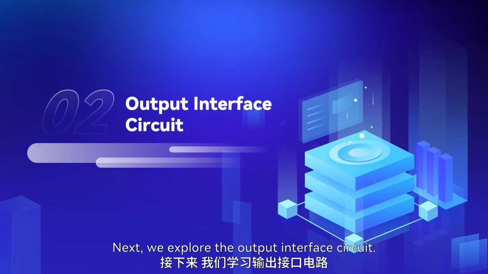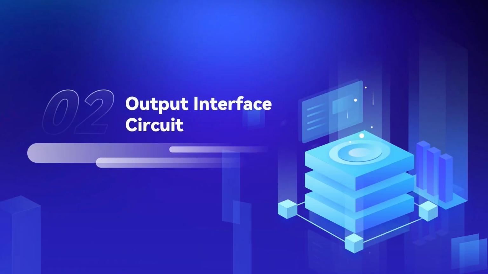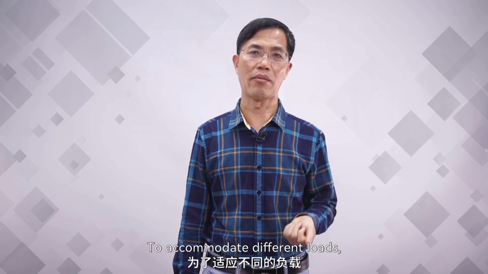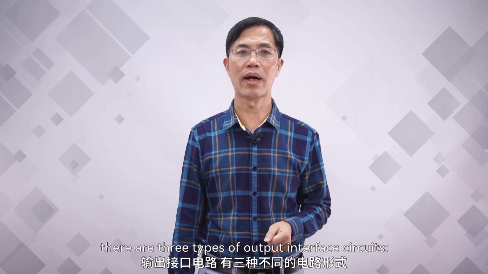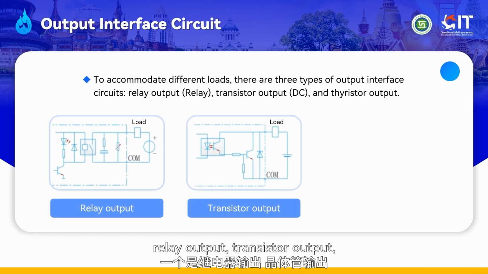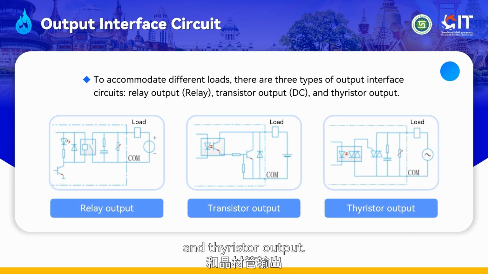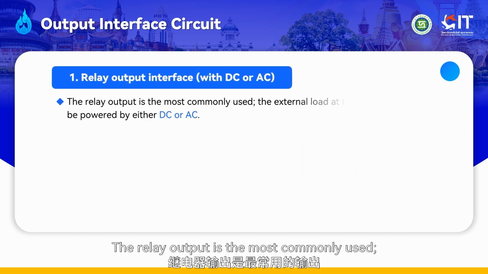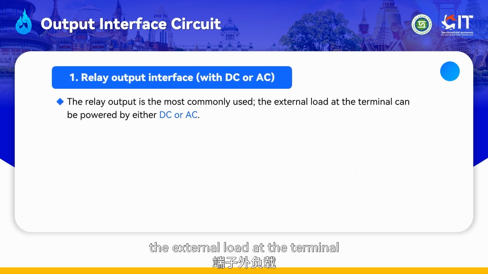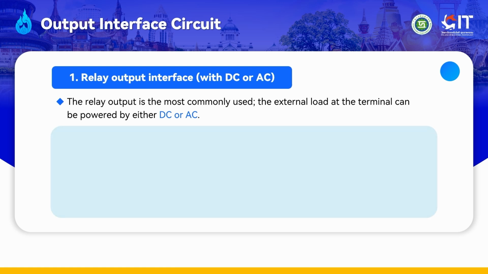Next, we explore the output interface circuit. To accommodate different loads, there are three types of output interface circuits: relay output, transistor output, and thyristor output. The relay output is the most commonly used. The external load at the terminal can be powered by either DC or AC.